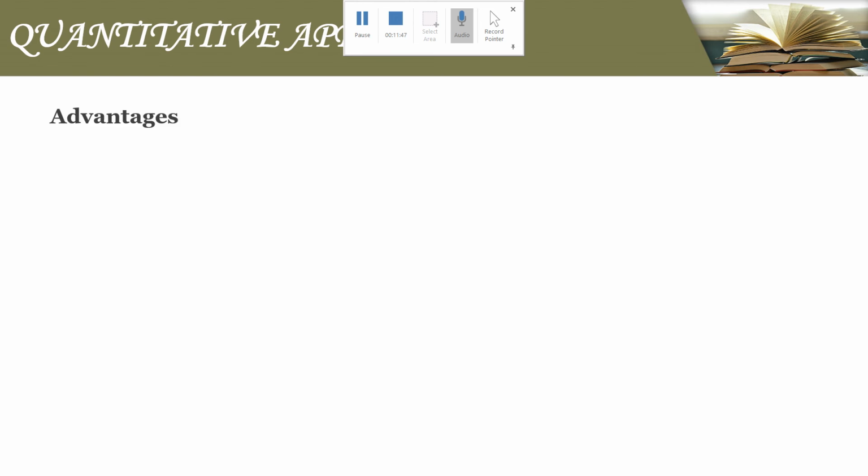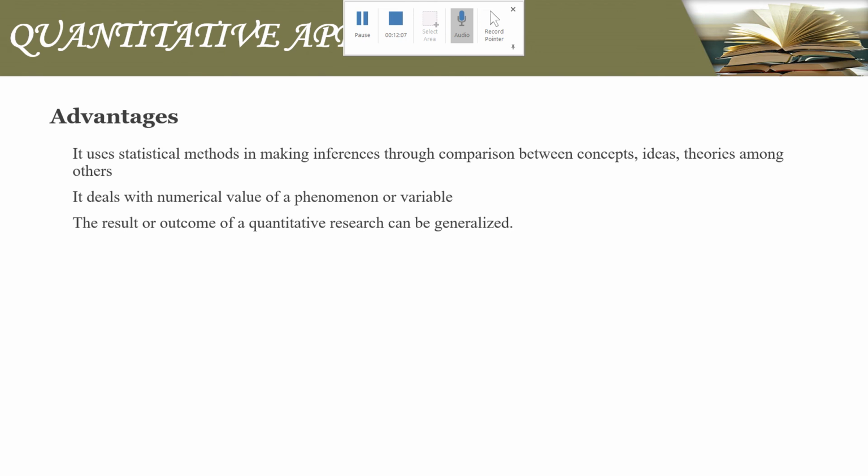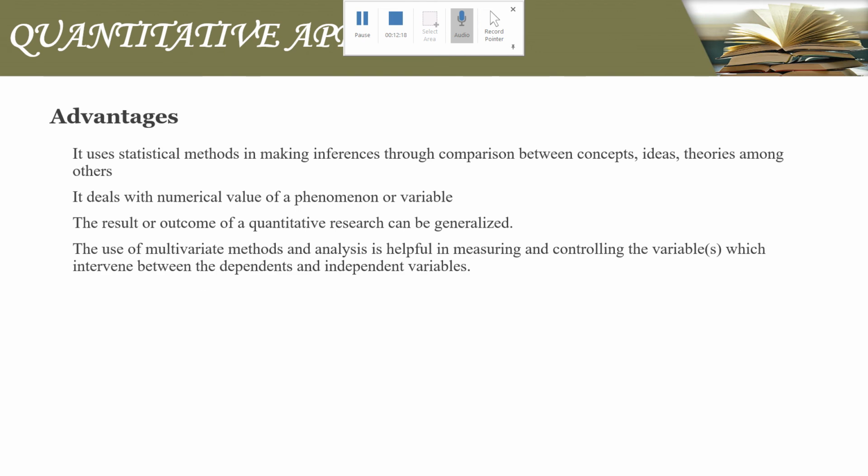We are moving on to the advantages of quantitative approach. With this one, we found out that it uses statistical method in making inferences through comparison between concepts, ideas, theories, among others. It deals with numerical value of a phenomena or variable. The result or the outcome of a quantitative research can be generalized as compared to the qualitative one that cannot be generalized. The use of multivariate method and analysis is helpful in measuring and controlling the variables which intervene between the dependent and interdependent variables.